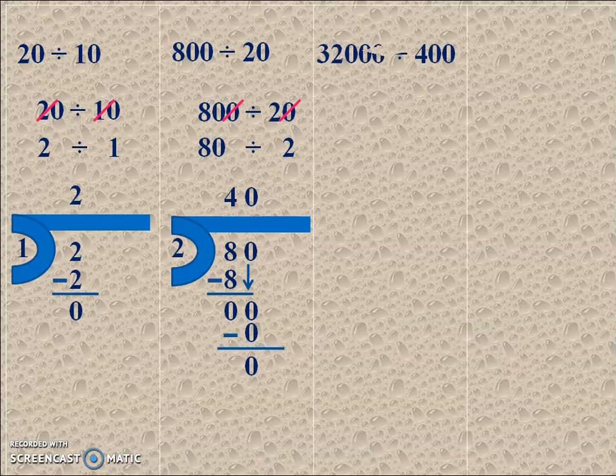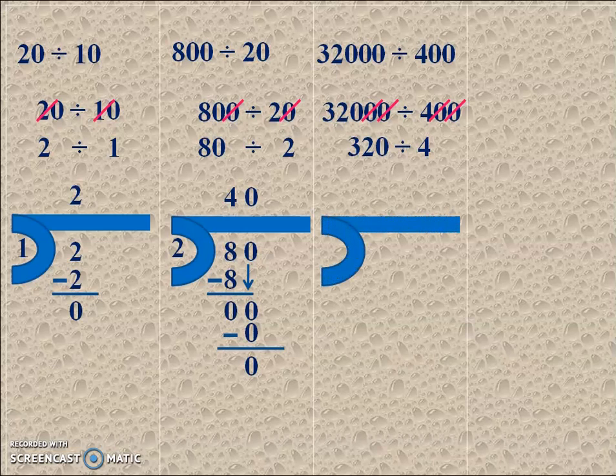Our next example is 32,000 divided by 400. Once again we are going to cancel the zeros. Two zeros are cancelled and again another zero is also cancelled. So the remaining number is 320 divided by 4.